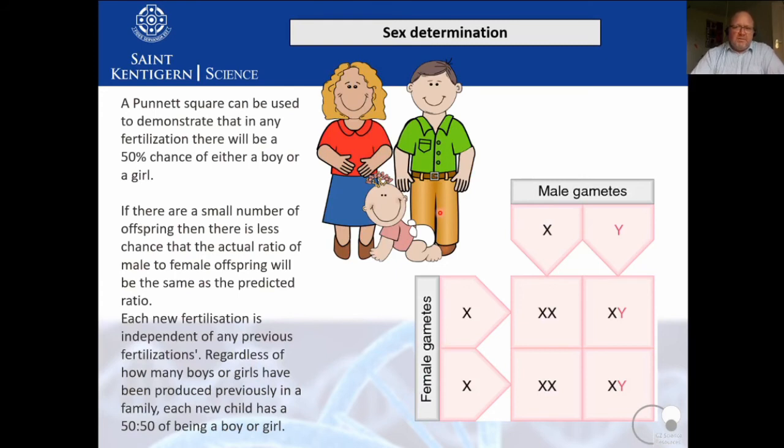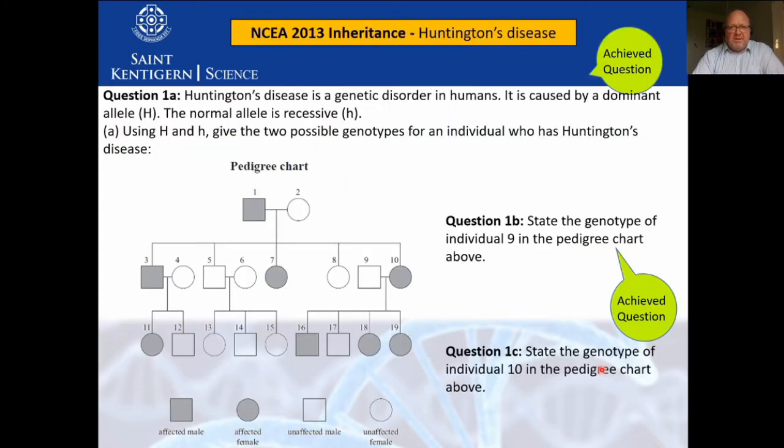Okay, and therefore, whenever there is a fertilization, you have a 50-50 chance of having a boy or a girl. Always. If it's natural fertilization, it is a 50-50% chance. Okay. This was in 2013.